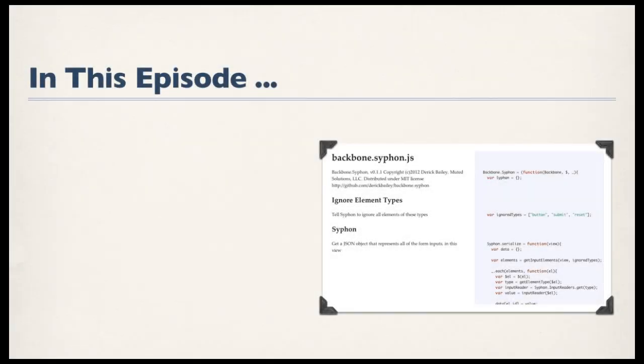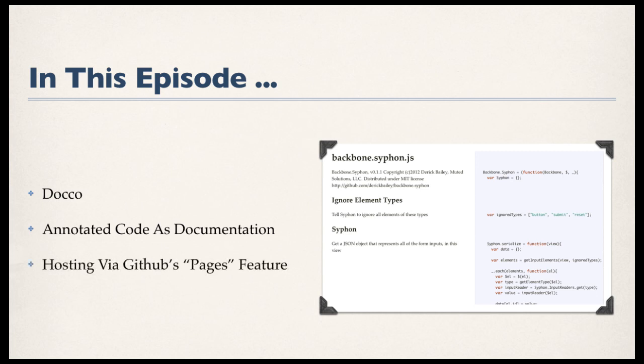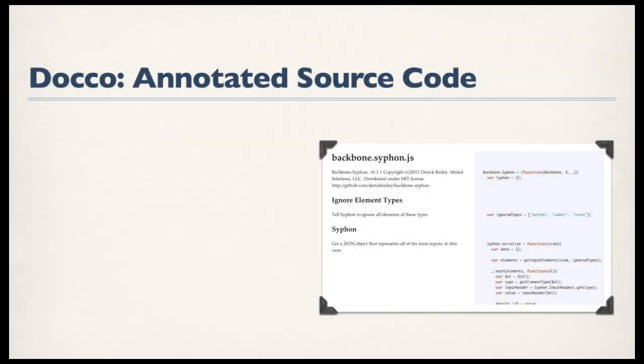Welcome to WatchMeCode. In this episode, I'm going to use a tool called Docco to generate annotated source code as documentation for the Syphon project that I've been building. Then once I have that done, I'll create a branch in my GitHub project to host the documentation via GitHub's Pages feature.